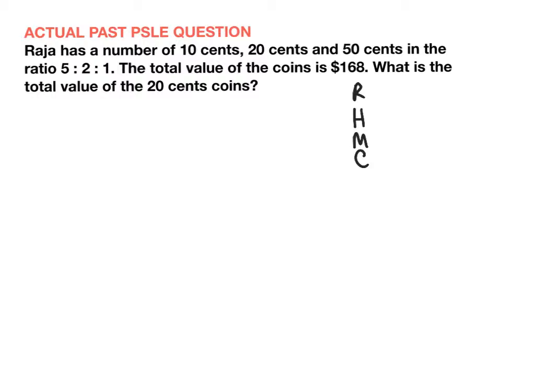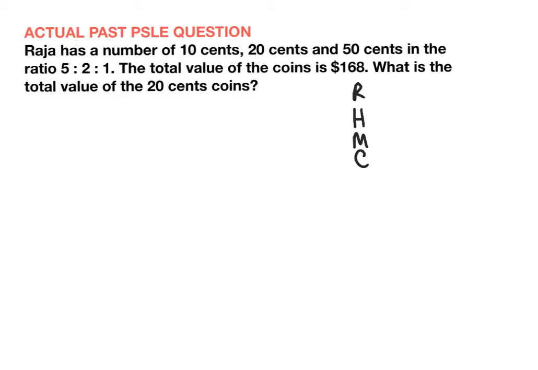So the general idea is that Raja has some coins in a certain ratio and the total value is at $168. The question is, what is the total value of the 20 cents coins only? I'm not interested in 10 cents and 50 cents for the final answer.